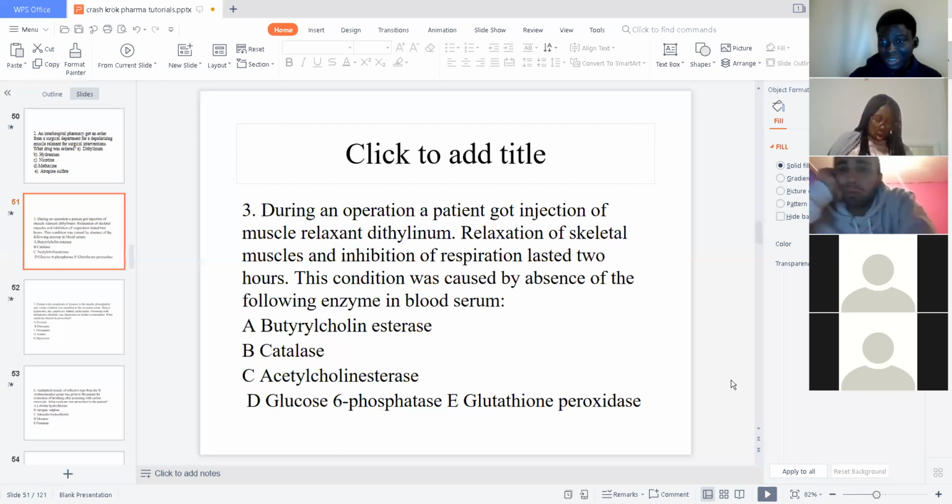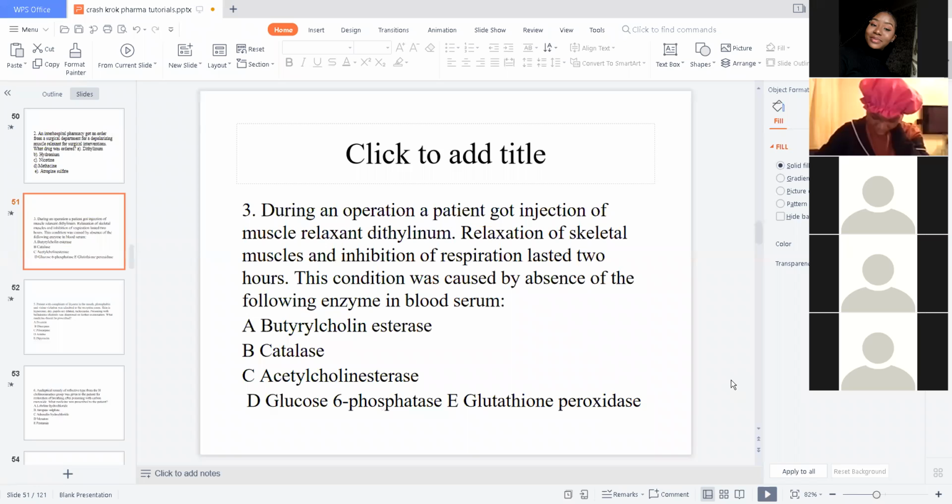Okay, this question is important. Joshua. During an operation, a patient got an injection of a muscle relaxant, diethylene, causing relaxation of skeletal muscles and inhibition of respiration. It lasted 2 hours. The condition was caused by the absence of the following enzymes. The answer is, I think, A.